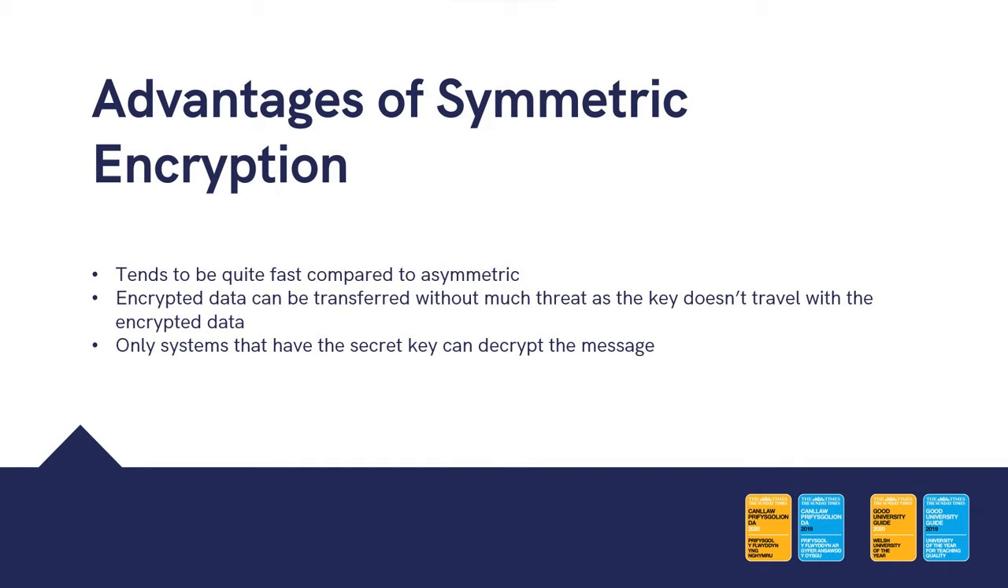Okay, so the advantages of symmetric encryption. It tends to be quite a bit faster compared to asymmetric. Encrypted data can be transferred without much threat, as the key doesn't travel with the encrypted data. So let's say over the internet, only the ciphertext gets transferred. Anyone that wants to intercept the message just sees garbled text, so there's no real purpose. Only the sender and the receiver can decrypt this message to know what it actually means. Only systems that have the secret key can decrypt the message.